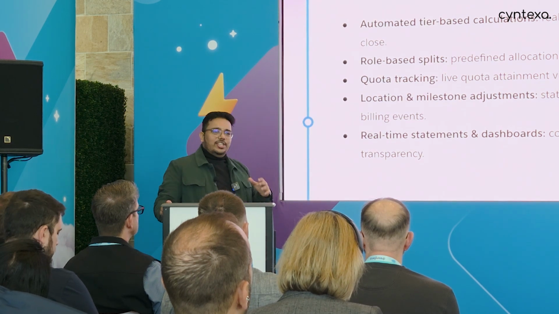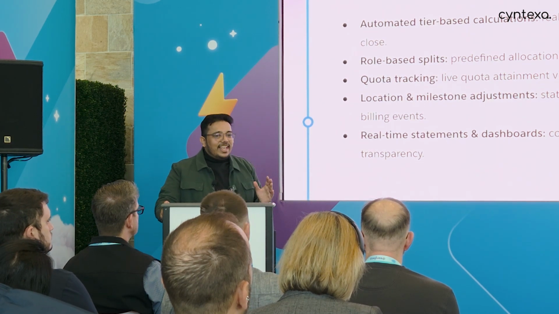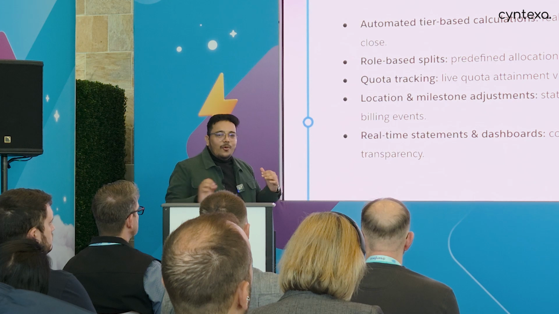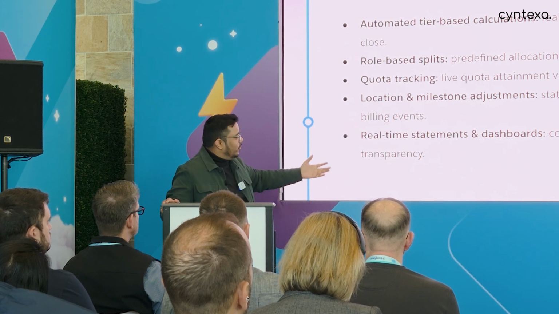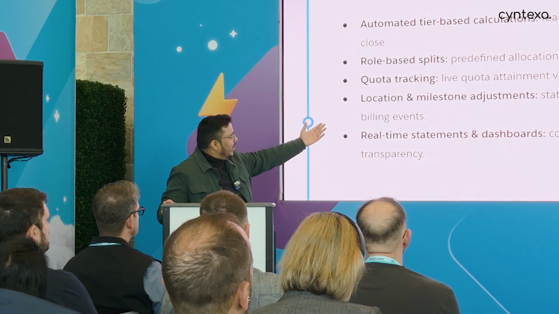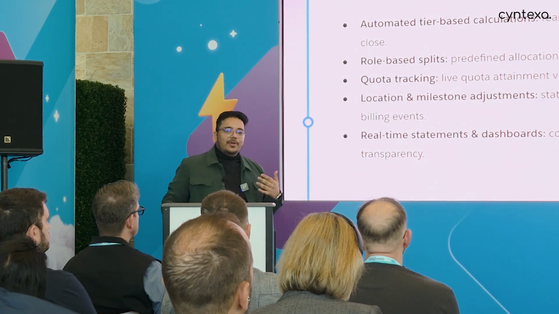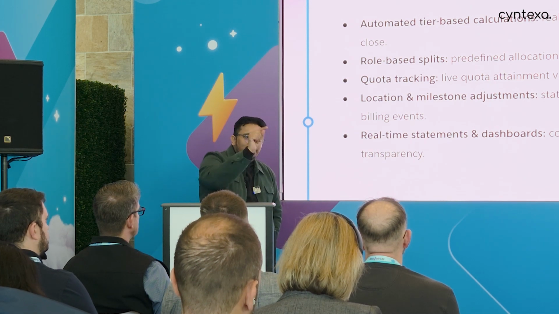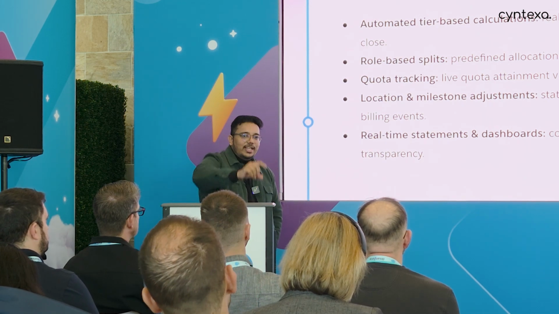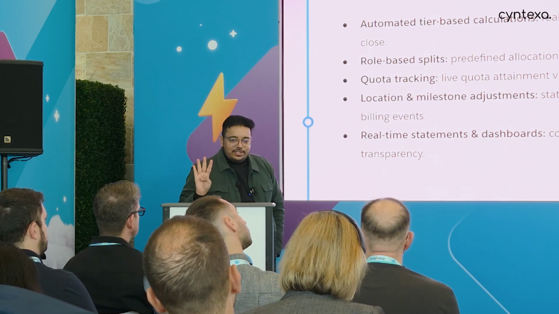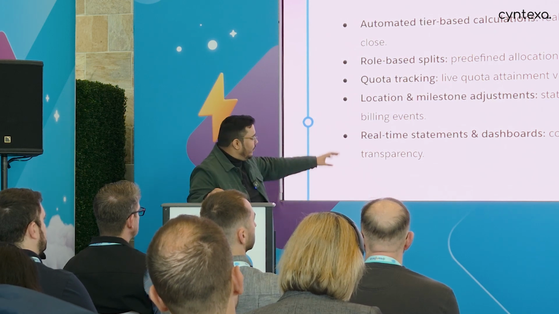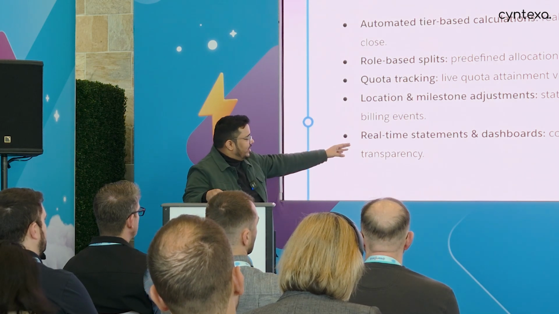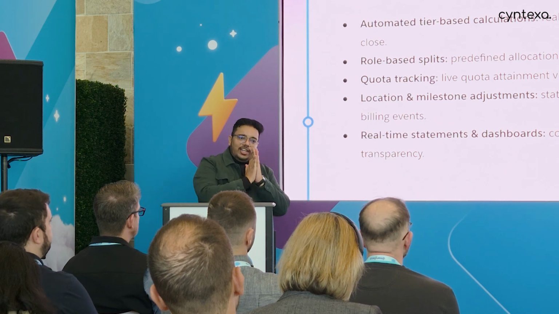Then quota tracking was easily visible, so they were able to see how far along I am, how well I have to do, and what things I need to work on. Then we added location and milestone adjustments as well, so they could quickly see, if I close this deal in the state of Wyoming, I am going to get $4,000 additional as a bonus. We provided that.